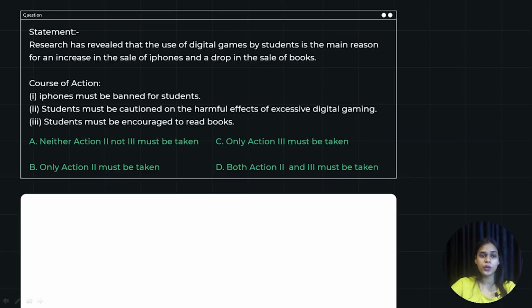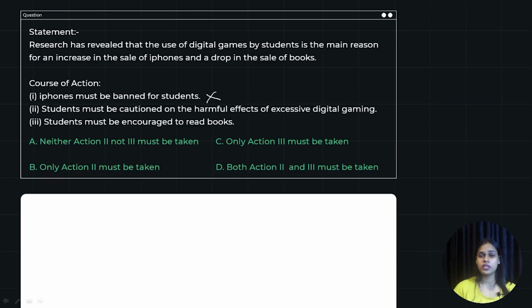Okay, let's solve it together now. Research has revealed that the use of digital games by students is the main reason for an increase in the sale of iPhones or any phones and a drop in the sale of books. What are the courses of action? iPhones must be banned for students. Students must be cautioned on the harmful effects of excessive digital gaming. Students must be encouraged to read books. Let's go one by one. Can you ban iPhones completely for students?